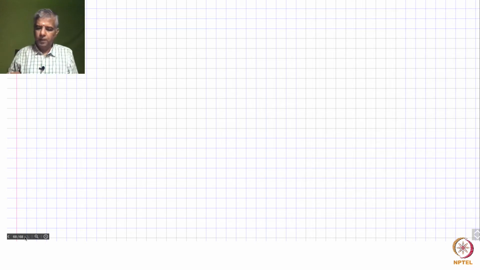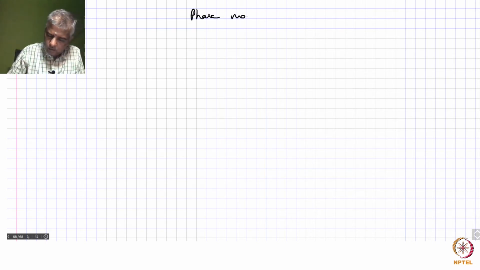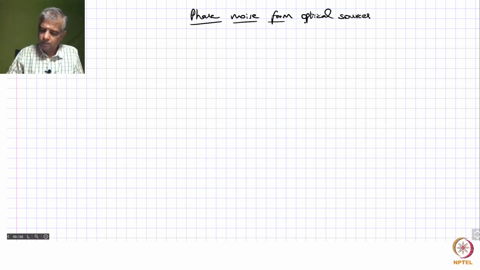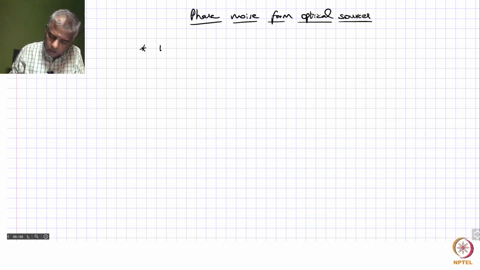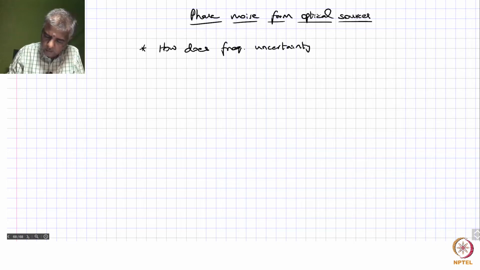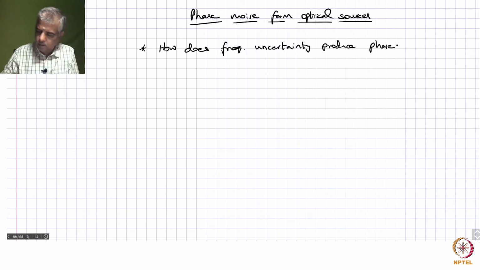Right. So, we are talking about phase noise from optical sources. And the fundamental question is, why does any change in frequency or any uncertainty in frequency show up as an uncertainty in phase? How does frequency uncertainty produce phase uncertainty, right? So, how do we do that?